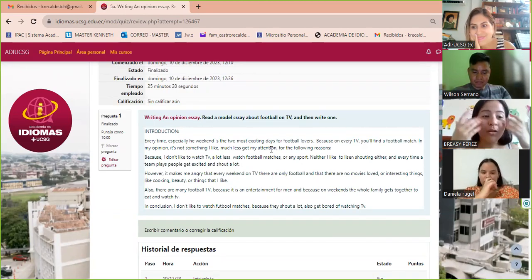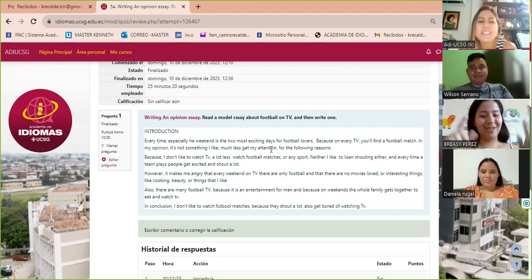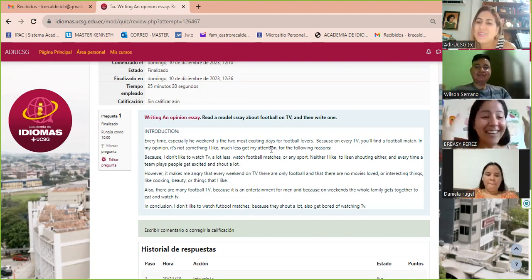Por eso, pues no me gusta verlo. O sea, en los programas de televisión todos los fines de semana, la gente se reúne, ¿verdad? La familia se reúne a ver los partidos. Los partidos se ven en televisión. Entonces gritan mucho. Y a mí no me gustan los gritos. Entonces, ahí yo digo eso, gritan.